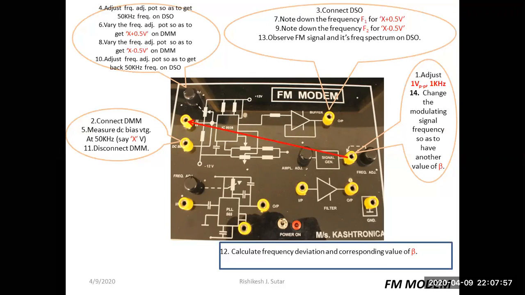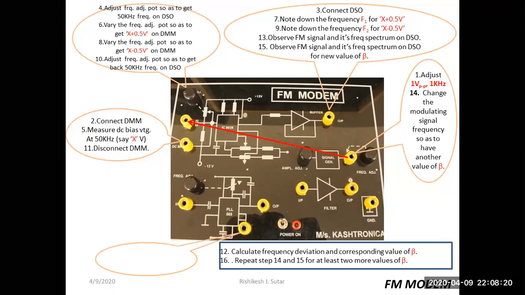Now we can change the modulating signal frequency so as to have another value of modulation index, that is beta, and again I can observe the FM signal and its frequency spectrum on the DSO for the new value of modulation index beta. I can repeat the steps for at least 2 more values of beta.